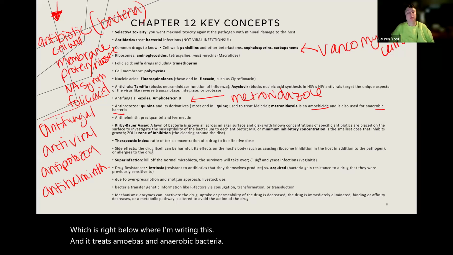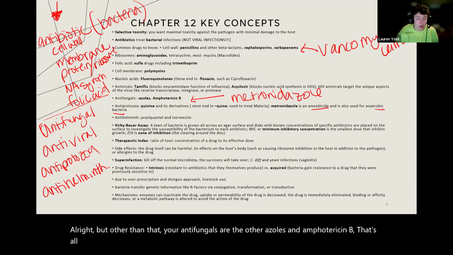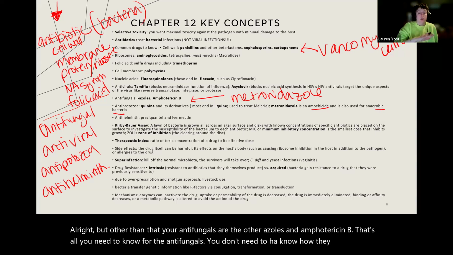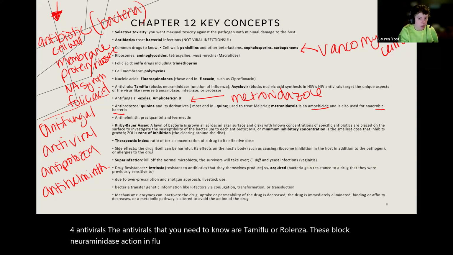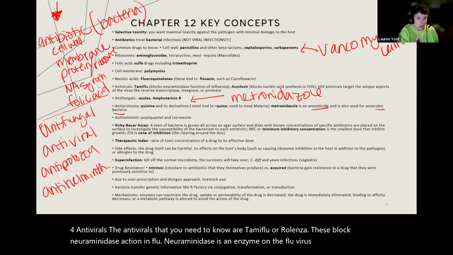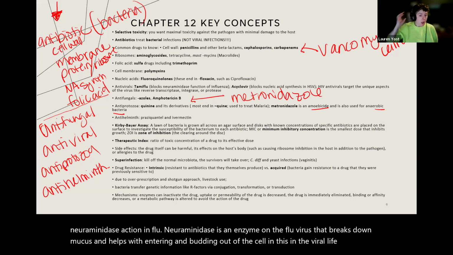All right. But other than that, your antifungals are the other azoles and amphotericin B. That's all you need to know for the antifungals. You don't need to know how they work. For antivirals, the antivirals that you need to know are Tamiflu or Relenza. These block neuraminidase action in flu. Neuraminidase is an enzyme on the flu virus that breaks down mucus and helps with entering and budding out of the cell in the viral life process.